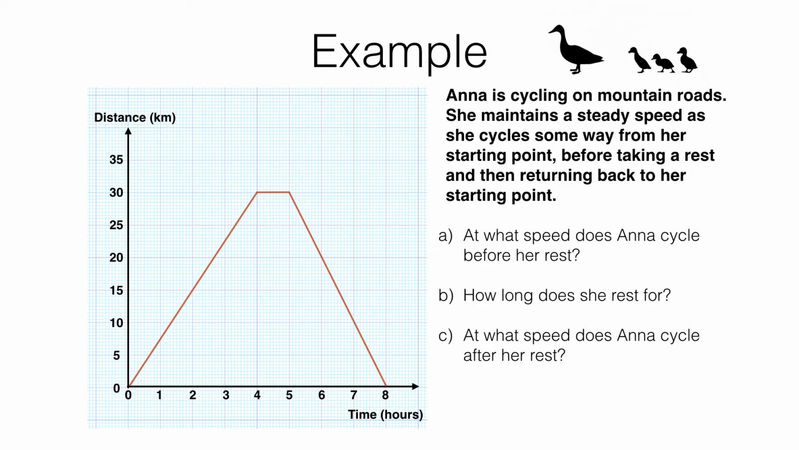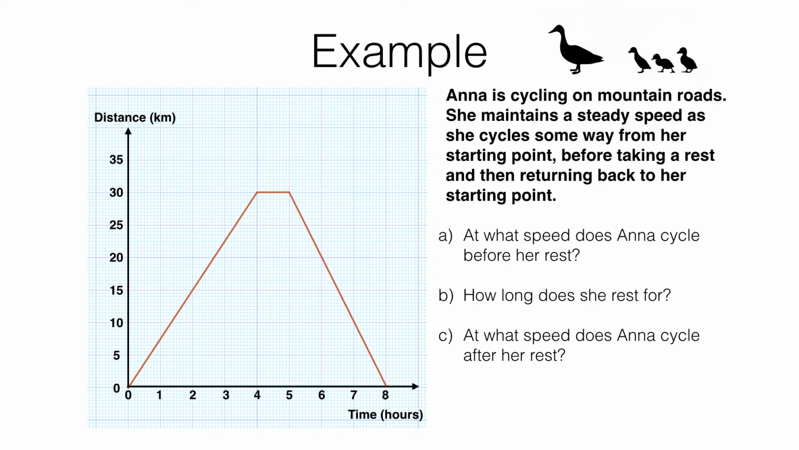In this video, we're going to be using distance time graphs to calculate speeds. Let's have a look at this example. Anna is cycling on mountain roads. She maintains a steady speed as she cycles some way from her starting point before taking a rest and then returning back to her starting point.